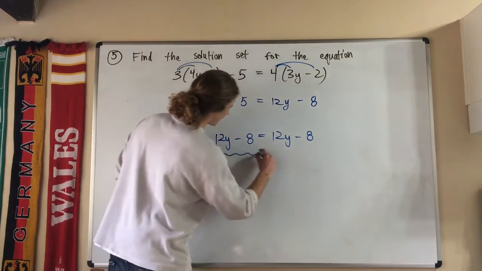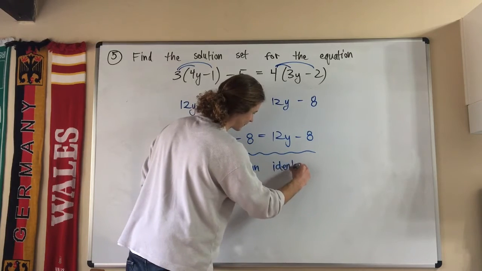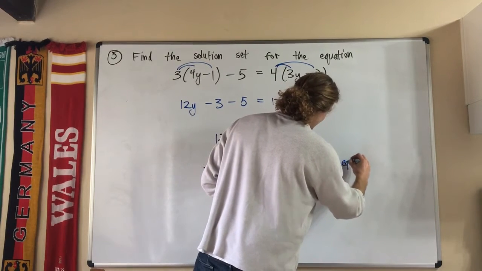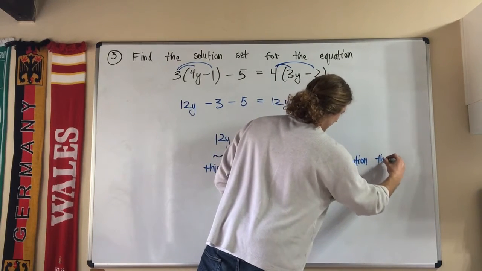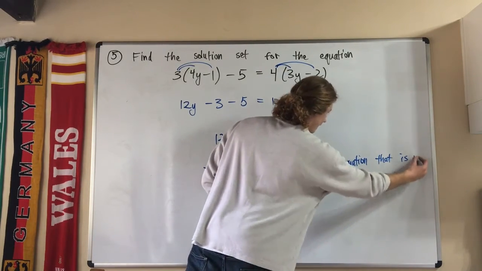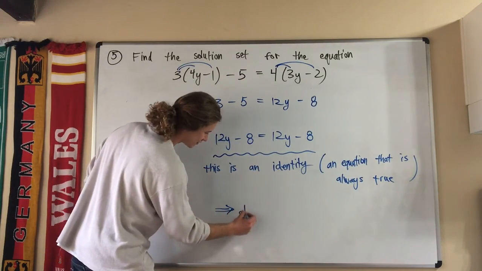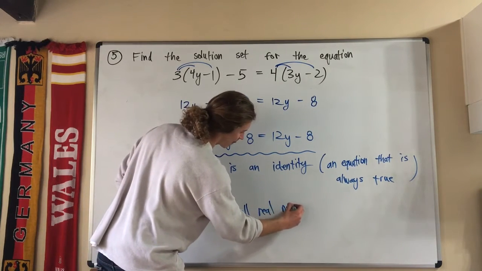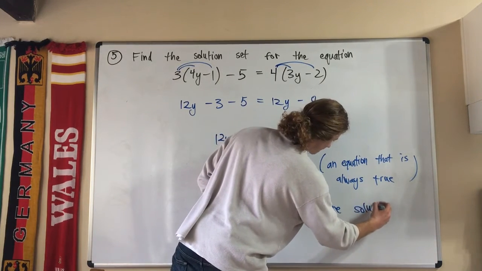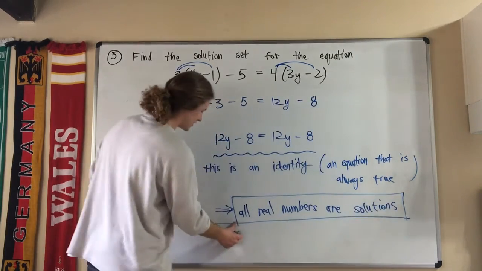So again, this is an identity, or an equation that's always true. And we know that if we have an identity, all real numbers are solutions. And this is our solution set, all real numbers.